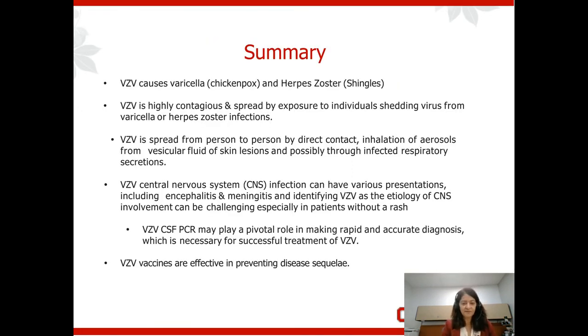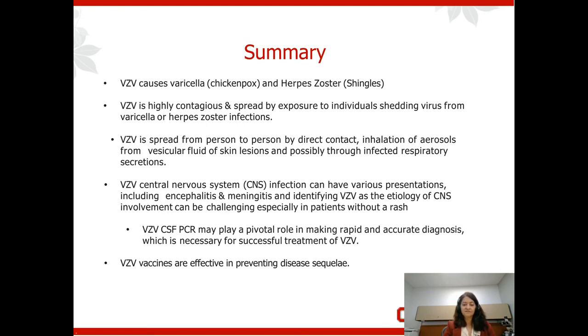In summary, we know that VZV causes varicella, chickenpox, and also herpes zoster, which is shingles. VZV is highly contagious and can be spread to others very easily since the virus is shed from the varicella or from the zoster infections. It can be spread by person-to-person contact, by inhalation of aerosols from vesicular fluids from the skin lesions, and also through respiratory secretions. So several different ways, and this definitely requires isolation in the hospital if somebody is suspected of VZV.